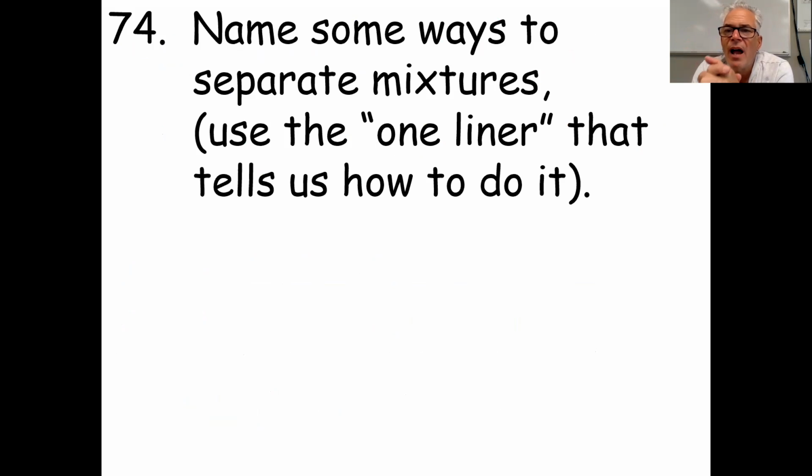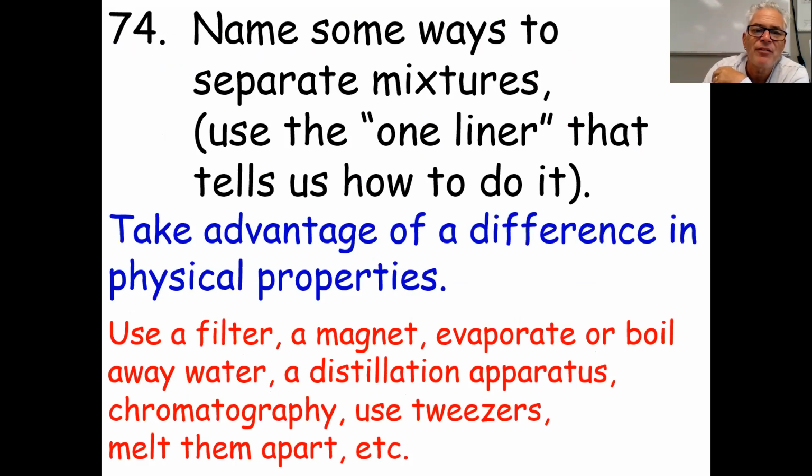And what is that one line to remind us all the time how to do it? We have to take advantage of a difference in physical properties. Now, what are some of those physical properties? We could use a filter, take advantage of different sizes. We could use a magnet, take advantage of sometimes things are attracted to magnets and sometimes they're not. We could evaporate or boil away the water, right? One substance evaporates easily or boils at a low temperature, one doesn't. We could use a distillation apparatus and take advantage of a difference in boiling point.